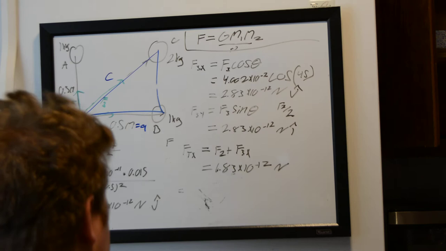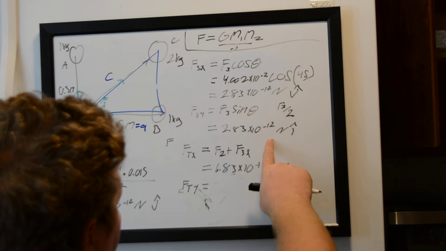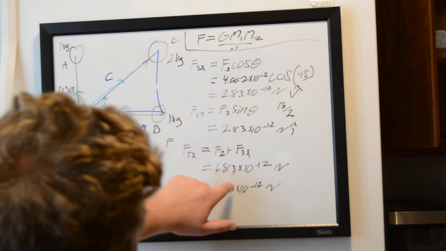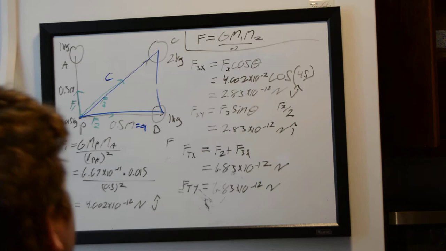And then we have the total force in the y direction is actually, it comes out to be the same again because you have the same variables. So that is also 6.83 times 10 to the negative 12 newtons. And honestly, we could have guessed that these would be the same just from our diagram here, because again, it's the 45 degree angle, it's equidistant from the x-axis and the y-axis, but that's just a nice little trig thing.